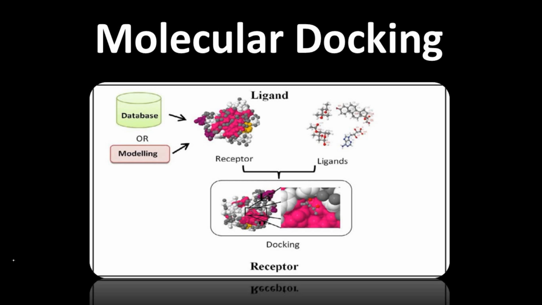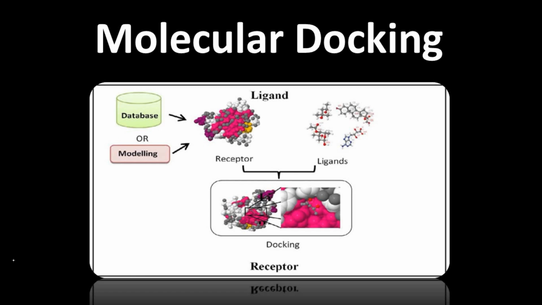Hello students, a warm welcome to all of you in our 3 days online certification course on molecular docking. In today's session, we discuss the overall idea of molecular docking, what molecular docking is, how we prepare the protein, how we prepare the ligands for docking, and how we predict the tertiary structure of the protein with the help of AlphaFold.